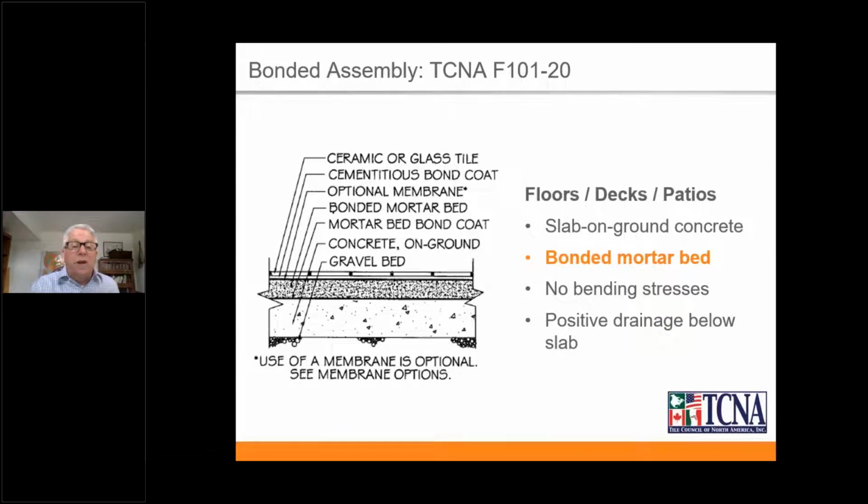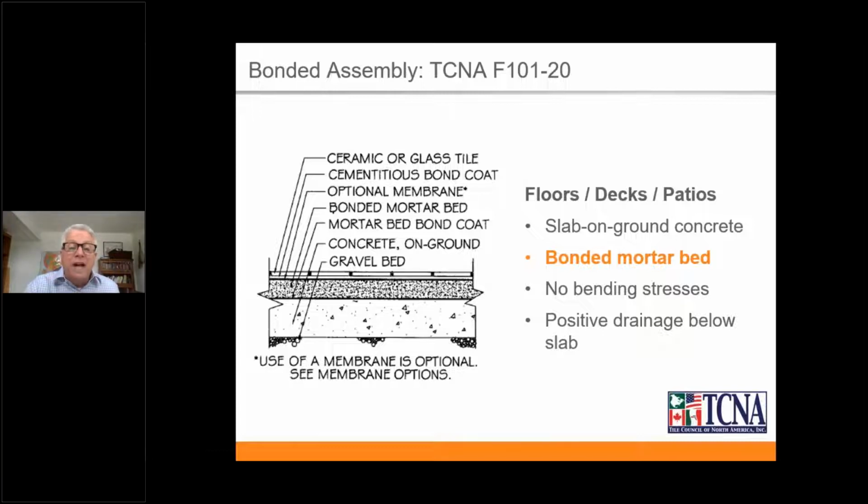If you look at this one, you can see it's pretty straightforward. You've got a ceramic tile or a glass tile. You're bonding that tile to a mortar bed, and there is an optional membrane that you could put between the tile and the mortar bed. We'll talk about that in a minute, but this is a bonded system.